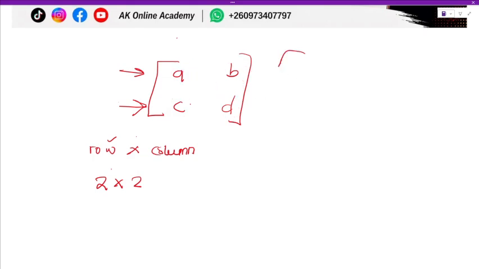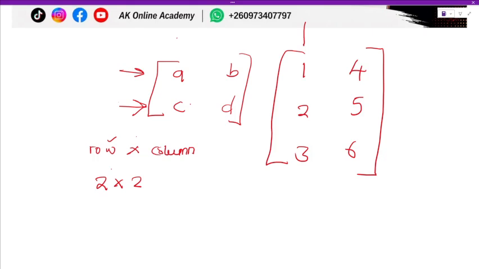Another example you can have is something like this. You have 1, 2, 3, 4, 5, 6. How many columns do we have? The first column is 1, 2, 3, and the second one is 4, 5, 6. How many rows do we have? We have this first row, this second one, and the third one. The first row is 1, 4, second row 2, 5, third row 3, 6.